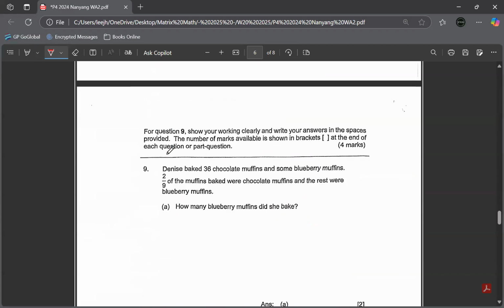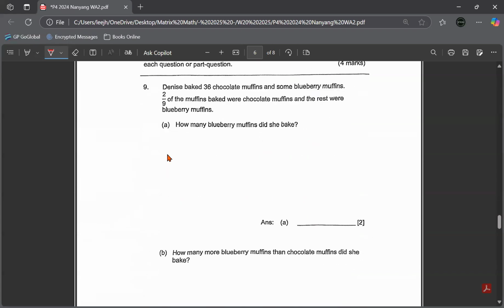Question number 9. Denise baked 36 chocolate muffins and some blueberry muffins. 2/9 of the muffins baked were chocolate muffins, and the rest were blueberry muffins. So I want to know how many blueberry muffins did she bake? Okay, so we do A first, then we do B. Okay, so A, you know that there are 36 chocolate muffins and some blueberry. So this 36 is not the total for two flavors, it's only for the chocolate. And the blueberry ones, you don't know. It says some. I don't know how many.